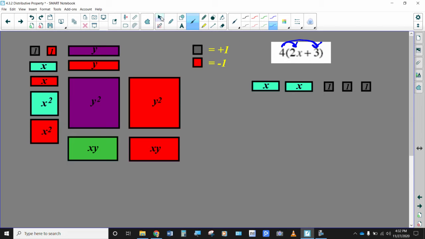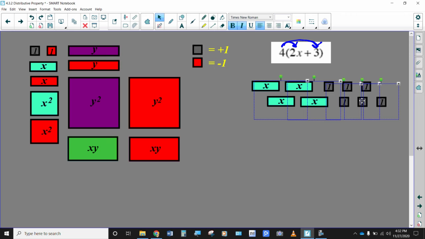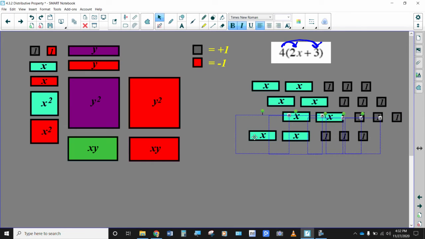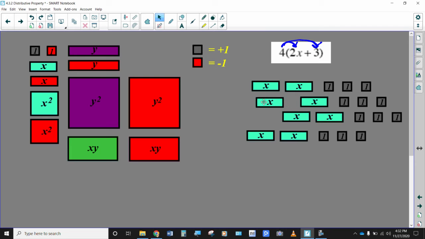We want 4 of both. So 2x plus 3 once, twice, 3 times, 4 times. So this here is the final answer to 4 times 2x plus 3.